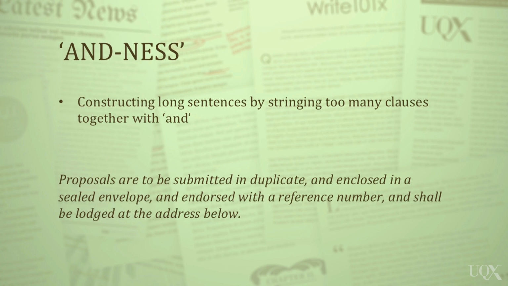You should also learn to sidestep the following problems: andness, isness, ofness, and list-like sentences. Andness is constructing long sentences by stringing too many clauses together with and. For example, proposals are to be submitted in duplicate and enclosed in a sealed envelope and endorsed with a reference number and shall be lodged at the address below. Could you rewrite this sentence by eliminating the ands? You'll have a chance later to look more closely at this sentence and have a go at rewriting it more effectively.